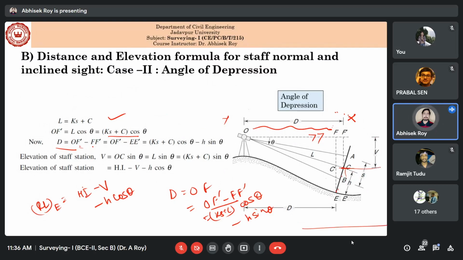From this, if you deduct the H cos theta part or simply this part, then only you will get up to this point, right? H cos theta, or up to this part, if you deduct, then you will get up to this point. So that's why both the things we have to deduct from the height of the instrument. Okay. So in this way, we will calculate our RL and our distance.